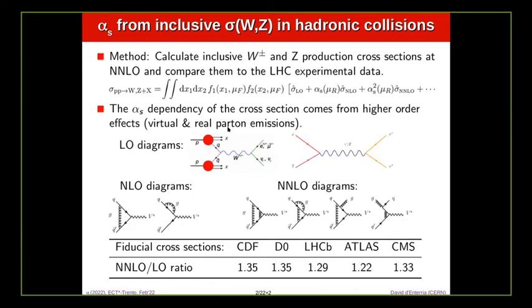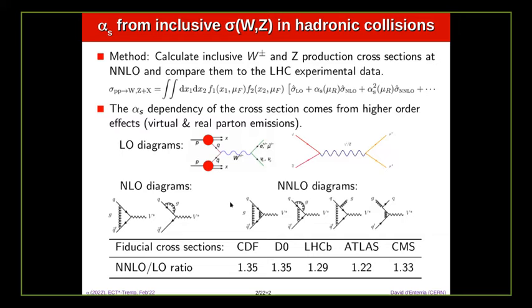Of course, if you look at the matrix elements at leading order, there is no dependence on alpha S, because this is a pure electroweak process. But as soon as you include NLO and NNLO diagrams, you start to see gluons showing up, and that's the dependence on these gluons that brings in the dependence of the electroweak boson cross-section on alpha S. Of course, the PDFs themselves at NNLO already have a dependence on alpha S.